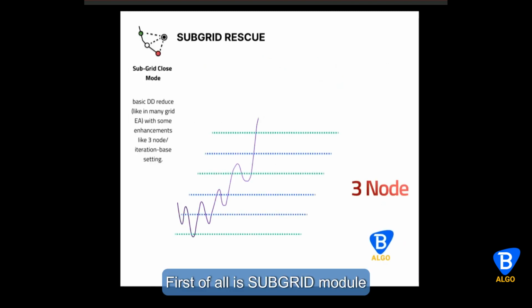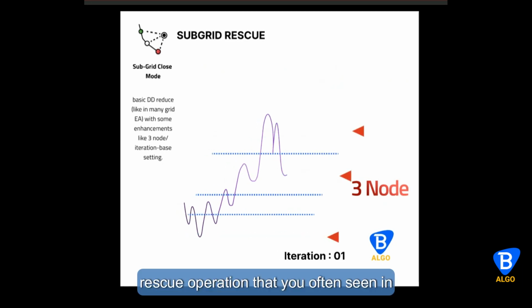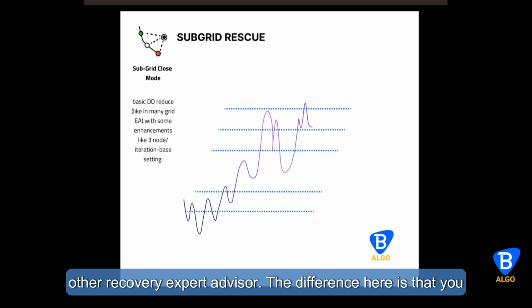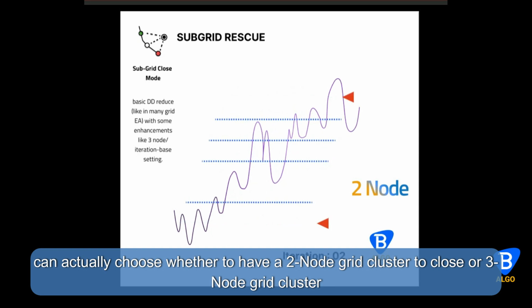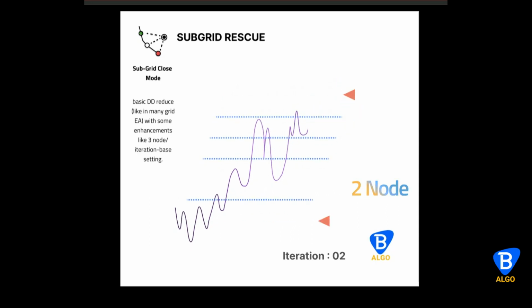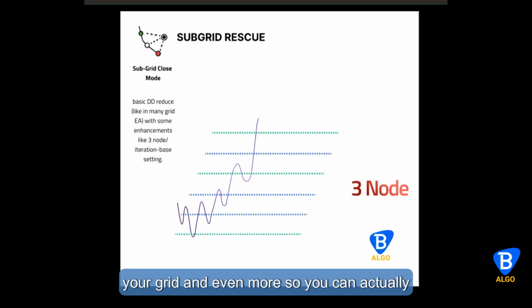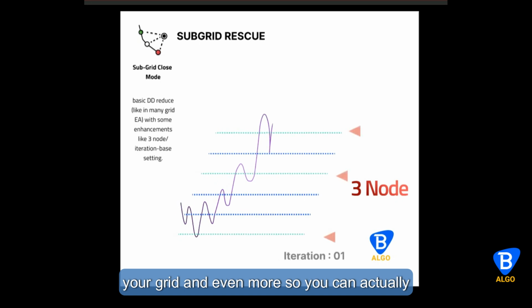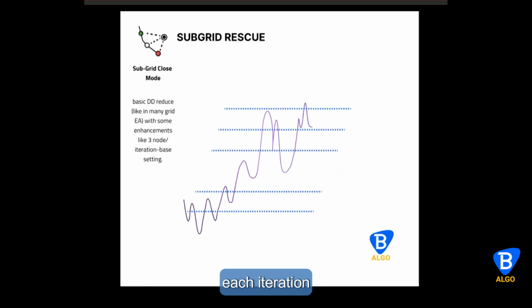First of all, the subgrid module. This is the classic rescue operation that you often see in other recovery expert advisors. The difference here is you can actually choose whether to have a 2-node grid cluster to close or a 3-node grid cluster. This offers more effective ways to rescue your grid, and even more so, you can actually specify what the profit to close is for each iteration.